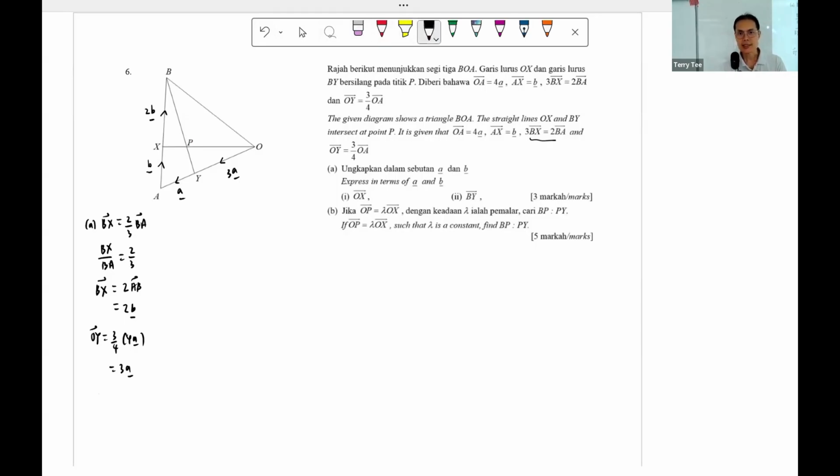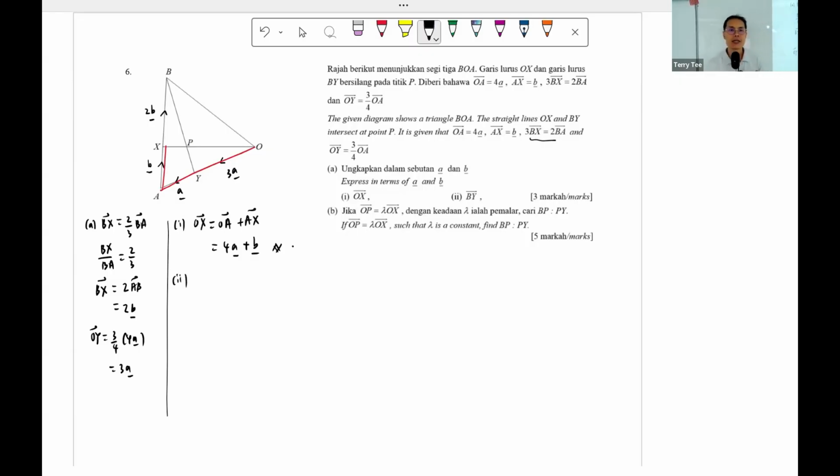Okay, now next, I want to express OX in terms of A and B. So how do you go from O to X? In the diagram, OX is what? O to A to X. Now, guys, nowadays they want you to write the triangular rule. That means you cannot just write 4A plus B. You must write O to A, A to X, right? O to A is 4A, A to X is B. That is your first part.